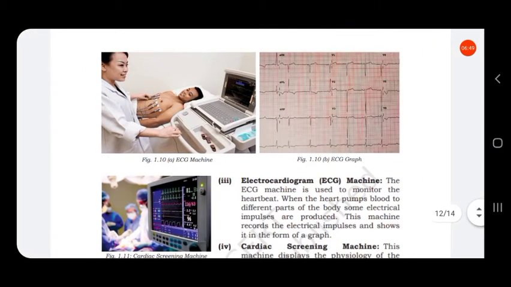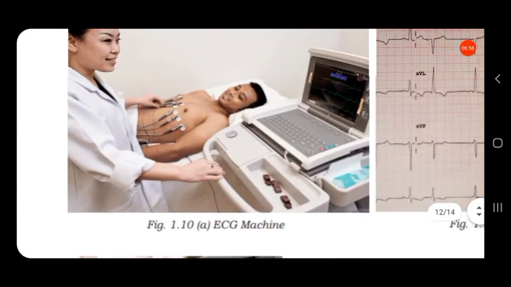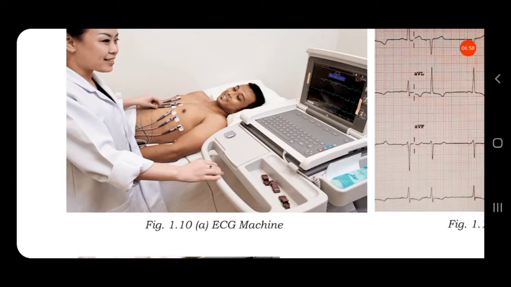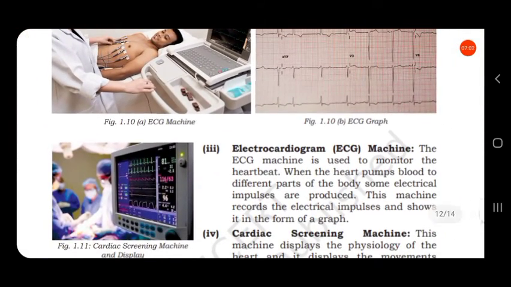It is an application of information and communication technology, that is, it is a computer aided device. So, we can use ECG, that is electrocardiogram machine, in the medical field, which is an application of information technology which monitors the heartbeat of a patient.